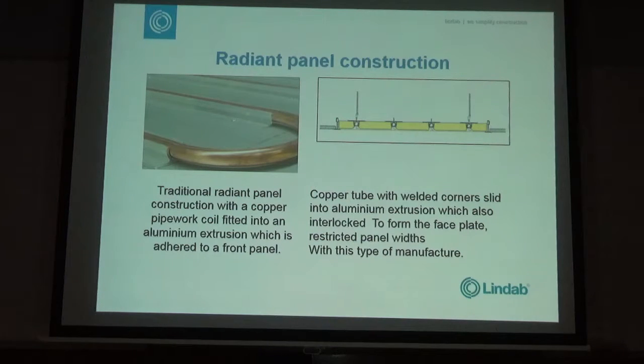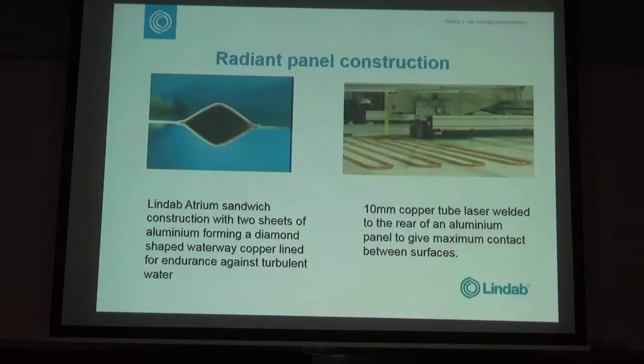And then we, as a manufacturer, do a couple of different ways of doing it. And this isn't really a Lindab presentation, obviously, this is an industry presentation, but I always think this is quite an interesting way of showing how we do this. So this is our atrium panel. These are the waterways here. This is done by bonding two sheets of aluminium and copper together, and then blowing compressed air through it, and it forms this diamond-shaped waterway. That forms part of your faceplate, so you get really, really good heat transfer from it.